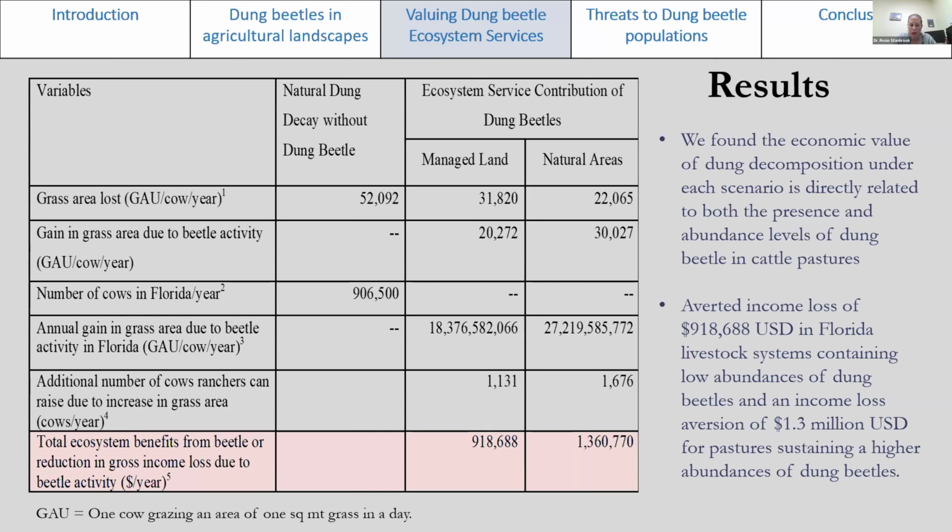$918,000 per year to Florida ranchers, and then in natural areas it rises to $1.3 million a year. So a reminder again, the natural areas.